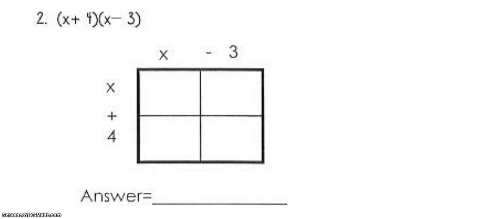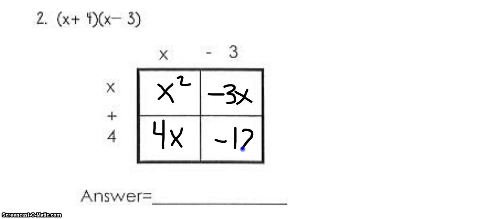So I want you to pause the video really quick, and I want you to try this one out on your own. Remember, watch your signs because you have a negative this time. So we've got x times x, x squared, x times 4, 4x, x times negative 3, negative 3x, and negative 3 times 4 is a negative 12. I got a feeling some of you put a positive 12 there.